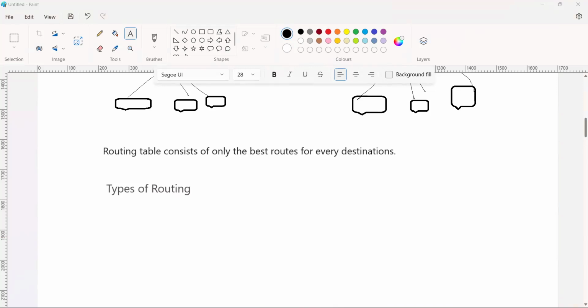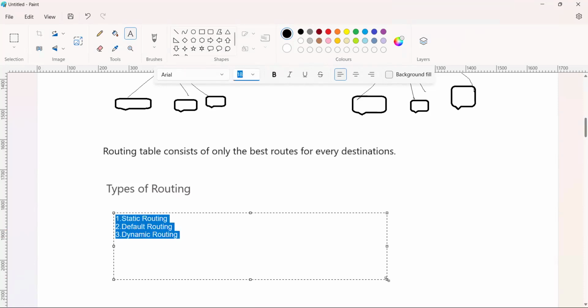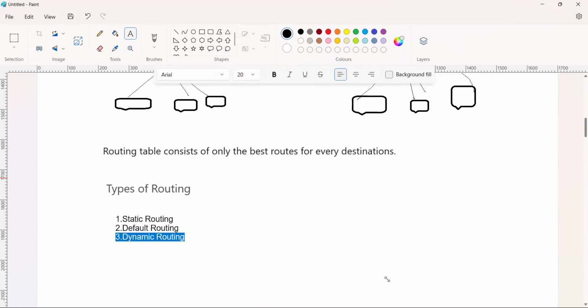The router will maintain the routing table based on our decision, based on whichever commands we are giving, and based on that only the router will select the best path. So statically we are configuring, by default we are configuring, and dynamically. So the first one is static, then default, and dynamic. I'll give you a brief introduction about static here.